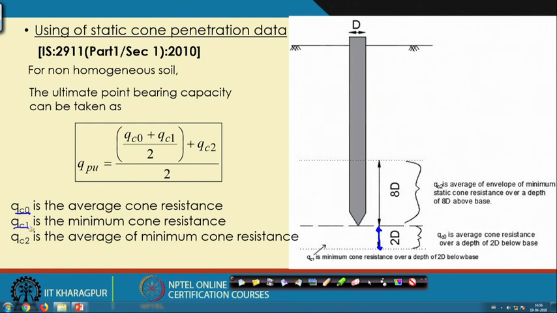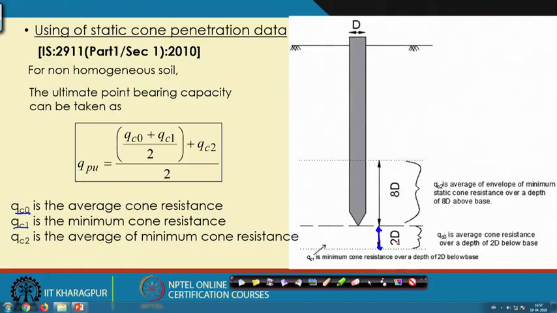Then QC 1 is the minimum cone resistance of this zone, twice D below the base of the pile, because your QC may not be uniform within this zone. So, we have to take the minimum value of QC within this zone, which will be treated as QC 1, the minimum cone resistance of this zone.